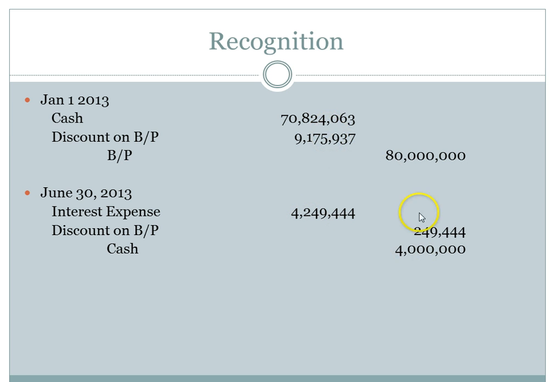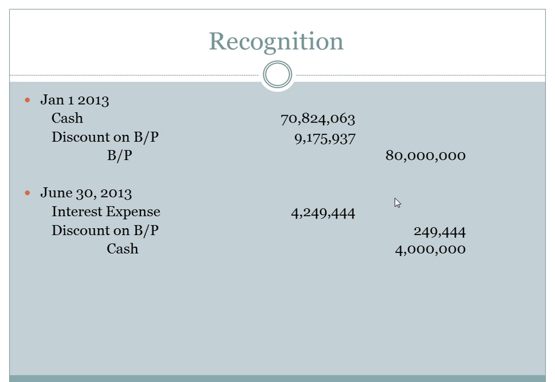Notice also that the balance in my discount on bonds payable account is going to decline. It started out with a $9,175,000 some odd dollar debit, and now I'm crediting that account, or reducing that account, by almost $250,000. That also means that the book value of the bond is increasing, right? My subtraction of discount is getting smaller, and therefore the book value of the bond is going to increase over time.